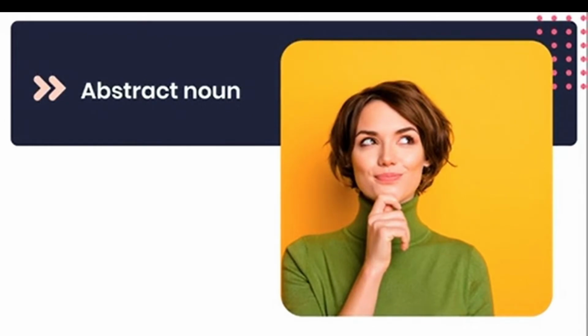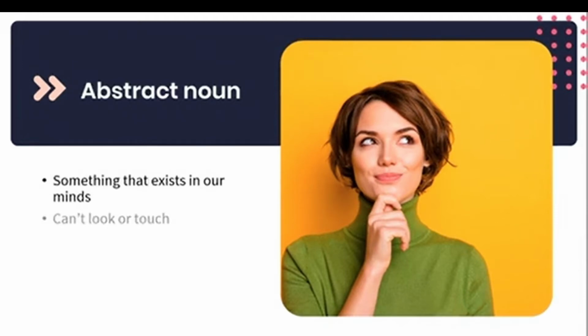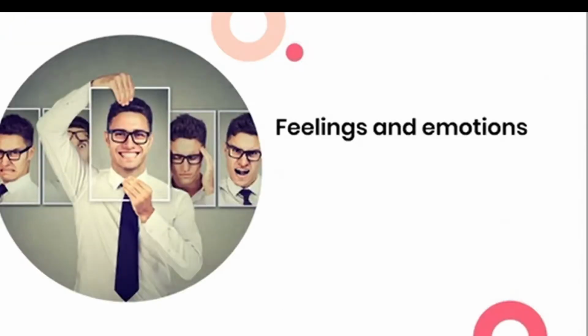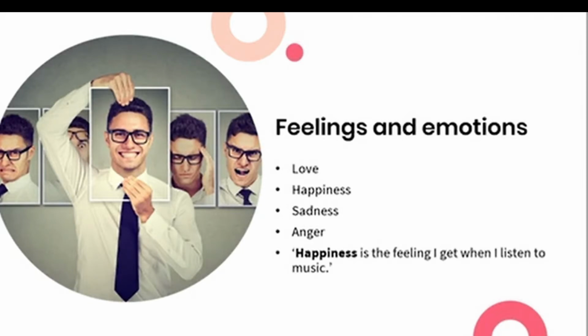Now, another type of noun is an abstract noun. An abstract noun represents something that exists in our minds, but you can't look at it or touch it. For example, feelings and emotions like love, happiness, sadness, and anger are all abstract nouns. Let's use one of these in a sentence. Happiness is the feeling I get when I listen to music.